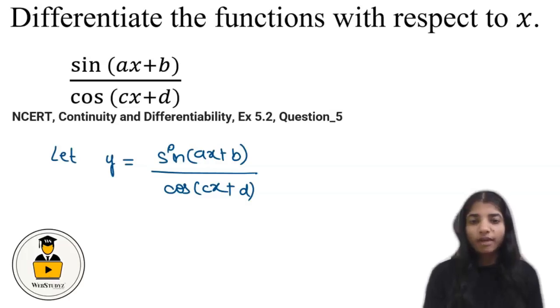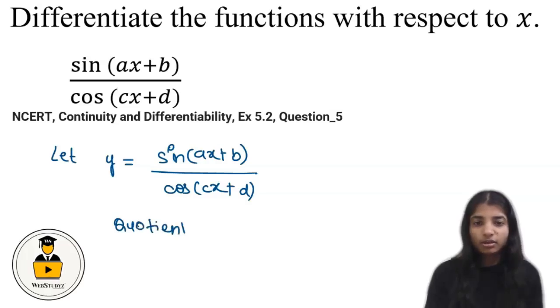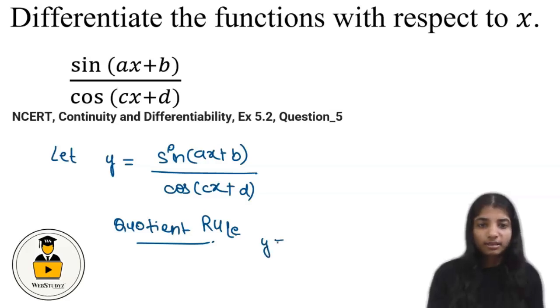Whenever we have to differentiate a function which is in the form of division, we always use the quotient rule. So we are going to use the quotient rule. Now our function y is in the form of u divided by v, with something in the numerator and something different in the denominator.